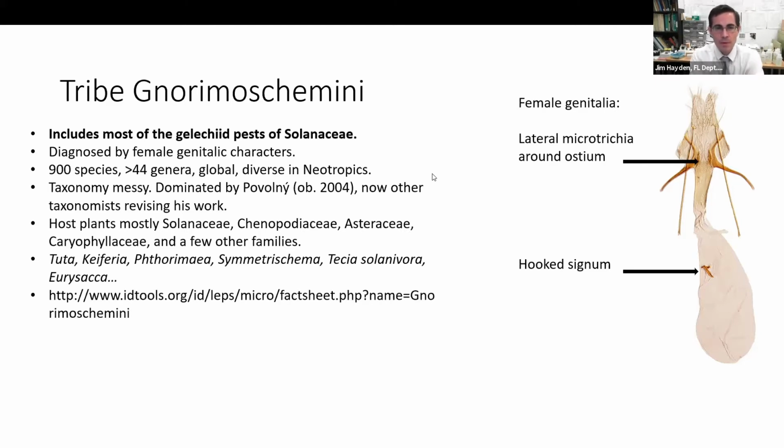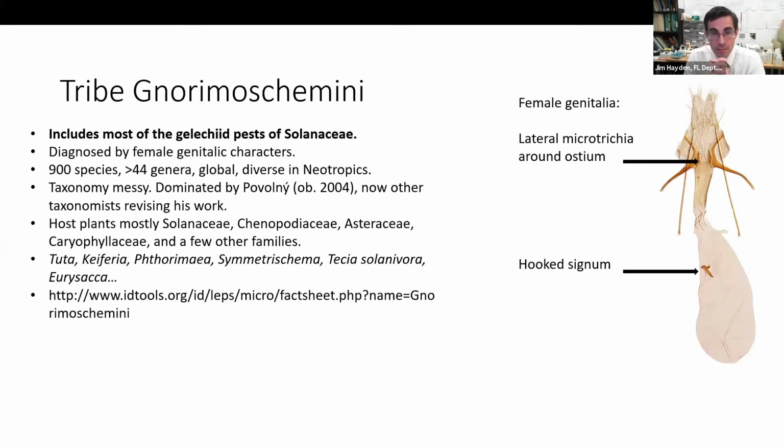The taxonomy of this group was dominated by a Czech worker named Dalibor Povolný, who passed away in 2004, who produced a prodigious amount of papers. I have a thick file, about 4 inches thick, of Xeroxes of things that he produced over about 4 decades of cranking out species descriptions and revisions. Since he passed away, other people have filled in the gap and tried to revise and improve his work and make things more accessible. He was the first one to transfer Tuta absoluta into Tuta as a genus.